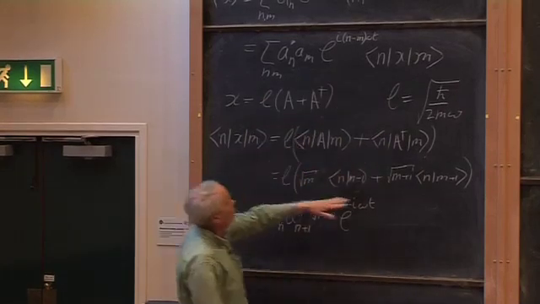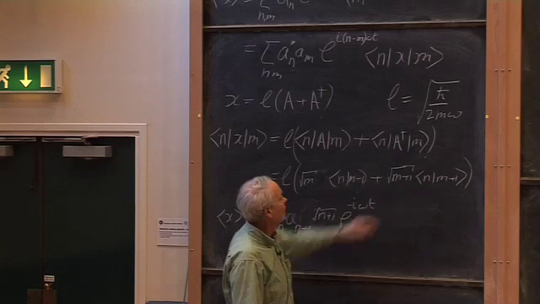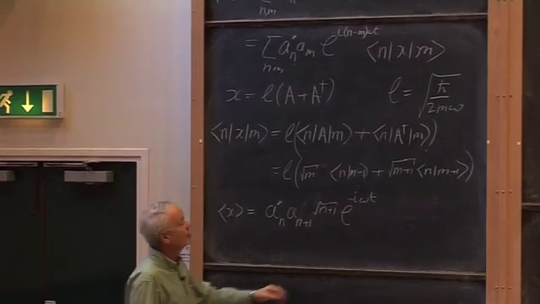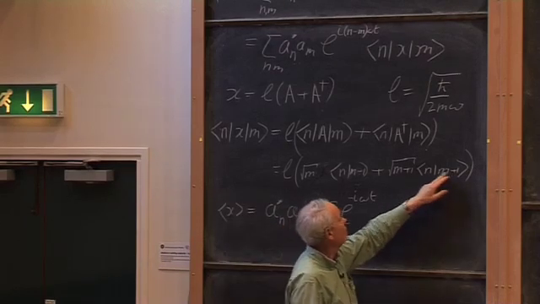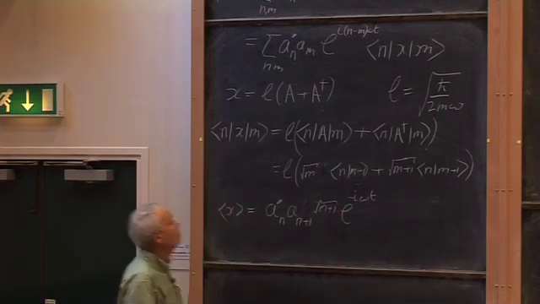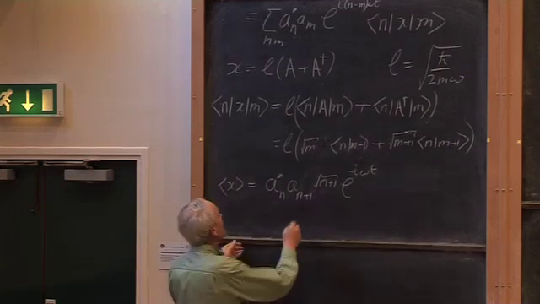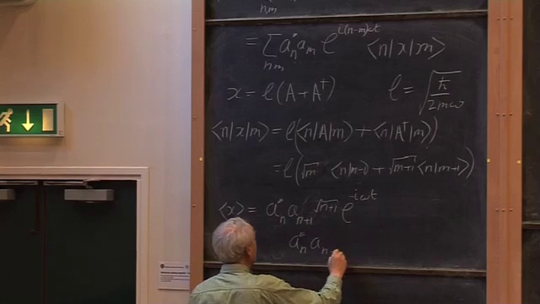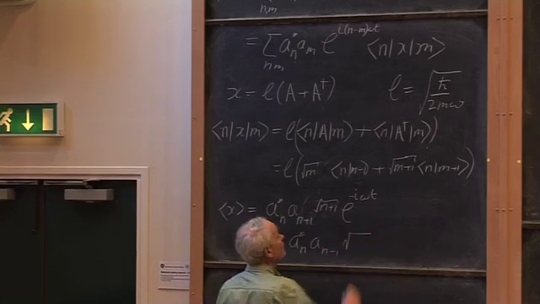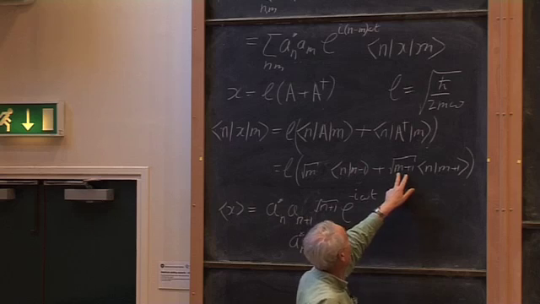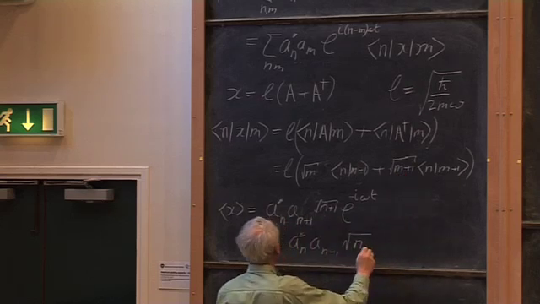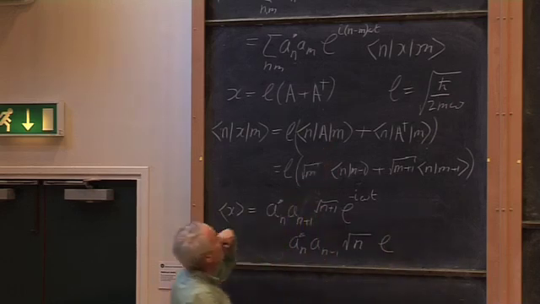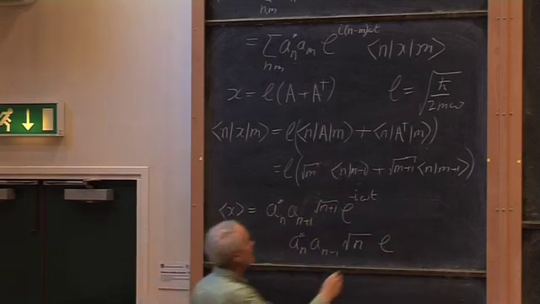And then, sorry, from this term when that goes in there. And now we have to put this in there. And now to get a non-zero contribution, m plus 1 is going to have to be n. So m is going to be n minus 1. So we're going to get a n star a n minus 1 times the square root of n, e, and now in this case m is going to be smaller than n, so it's going to be e to the plus I omega t.